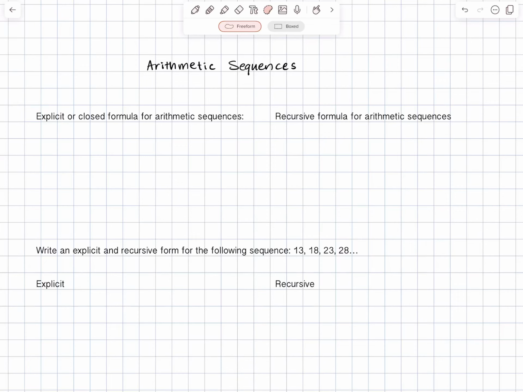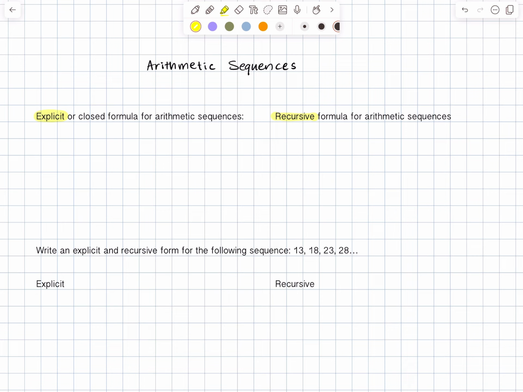Hey guys, so in the previous video we talked about sequences and we knew that there were two types, arithmetic and geometric. So today we're going to be focusing on arithmetic sequences. Arithmetic and geometric have something called explicit and recursive formulas. And in this video we're going to be talking about arithmetic sequences and their explicit and recursive formulas.